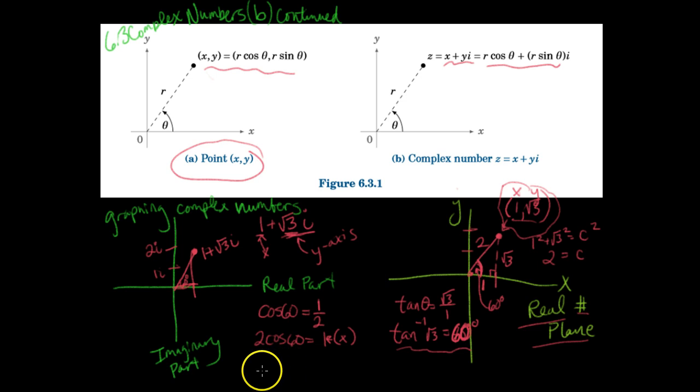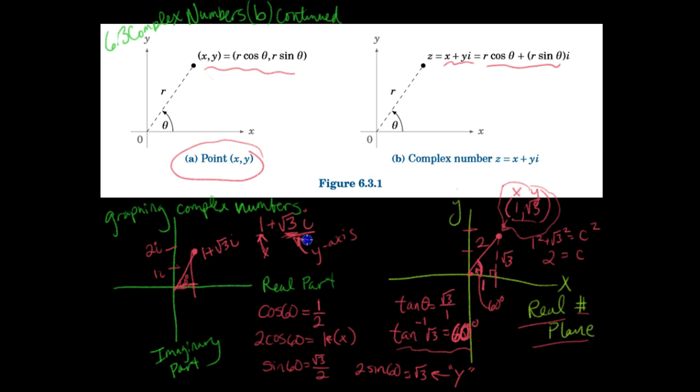So the next one would be the sine. I could say that the sine of 60 is equal to the square root of 3 over 2. So that implies that 2 sine 60 equals the square root of 3. And remember, the square root of 3 is your y value. Maybe that will make more sense. So if I look at this, here's my x part right here, and here's my y part.